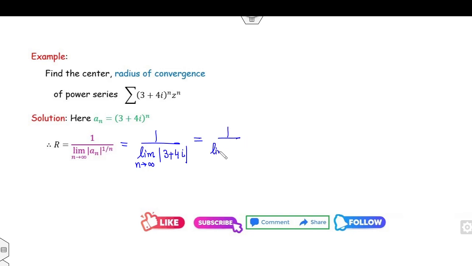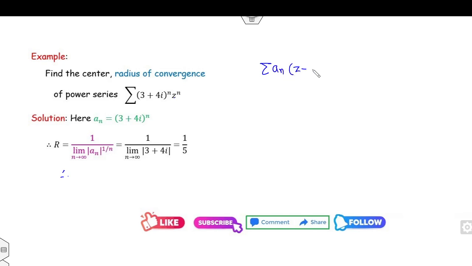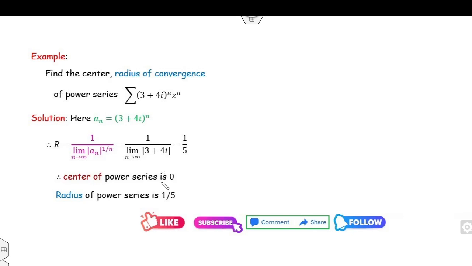Now what is the answer? Can you find the modulus of 3 + 4i? What is the modulus of x + iy? It is the square root of x squared plus y squared. So it will be the square root of 9 plus 16, which is 25, that is 5. So the limit is 5, and the answer is 1 over 5, and therefore the radius of convergence is the reciprocal. Can you find the center? You can compare the power series with (z − c) raised to power n. Can you find the value of C? C will be 0. So the center is 0.